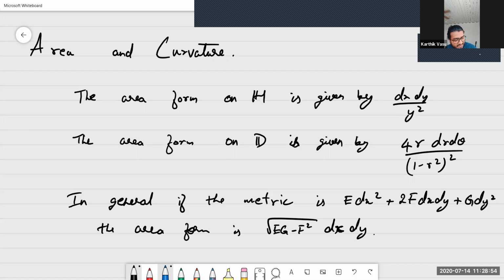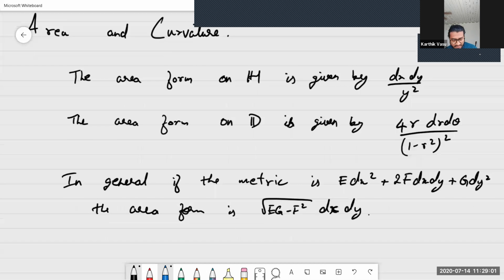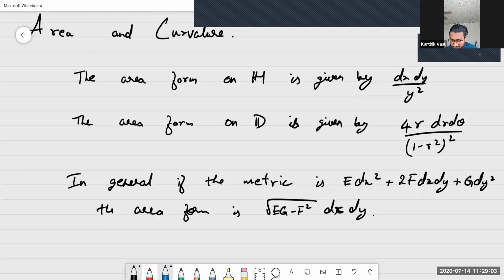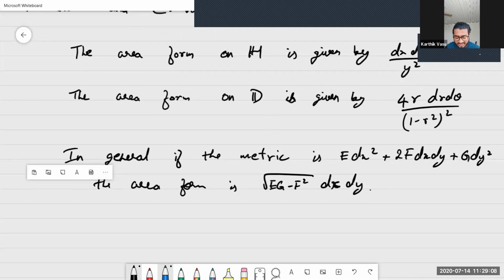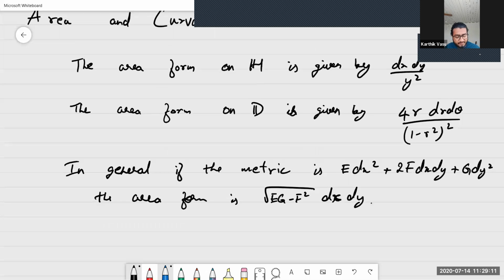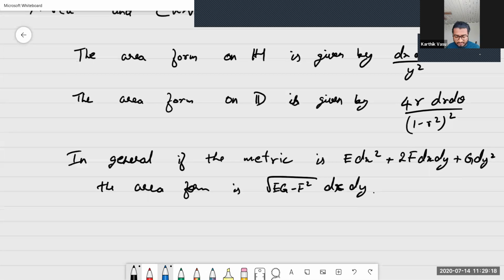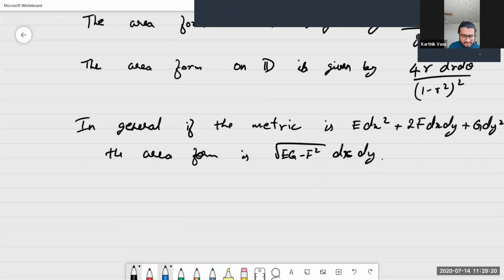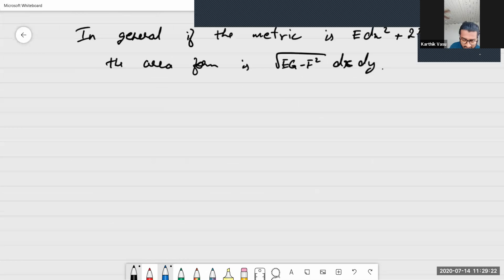There is a reason why we take this extra square root of EG minus F squared instead of just taking dx dy, but that is for manifolds in general. Just remember this is a natural thing defined by the metric. Now we have a form which we can integrate over disks or any other subsurface of the hyperbolic space. In particular, geometry is interested in triangles.